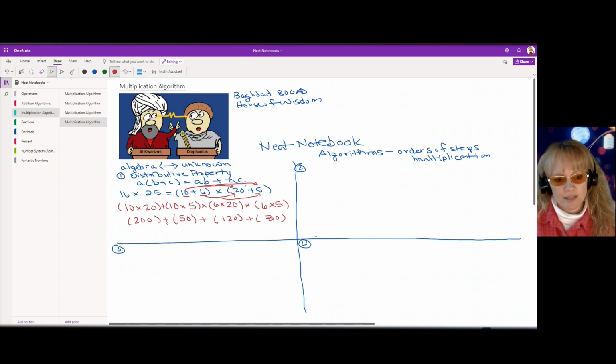And now I add them all together. So 200 plus 50 is 250. And I might just do little parts. Then let's add these two. 120 plus 30 is 150. And then 250 plus 150 is 400. And then I'm going to put a box around my final answer. And now, all of that I just did was easy mental math.